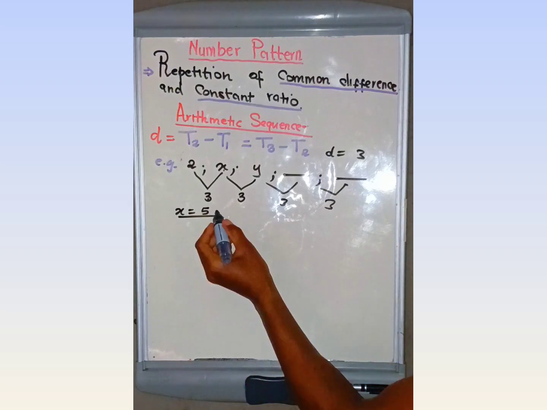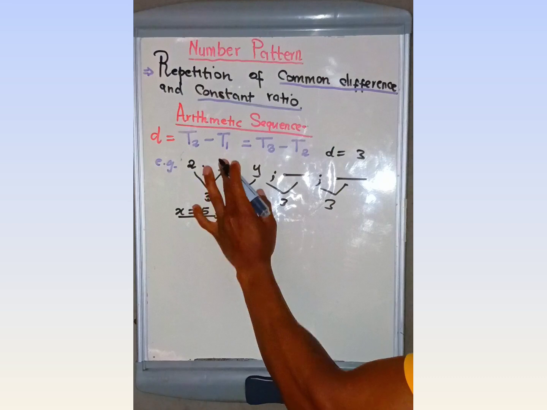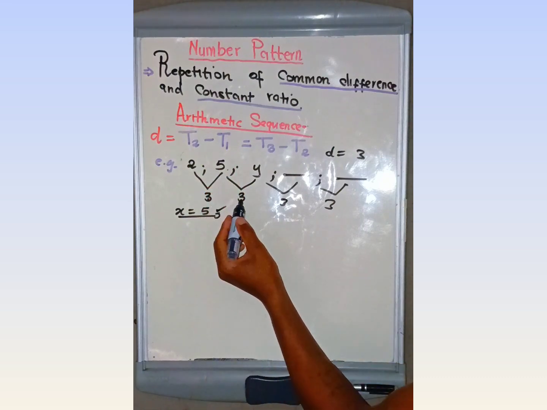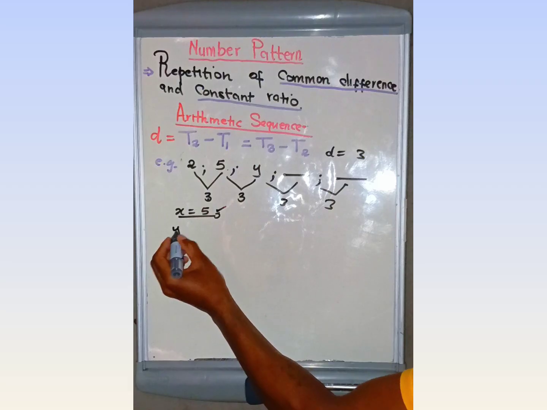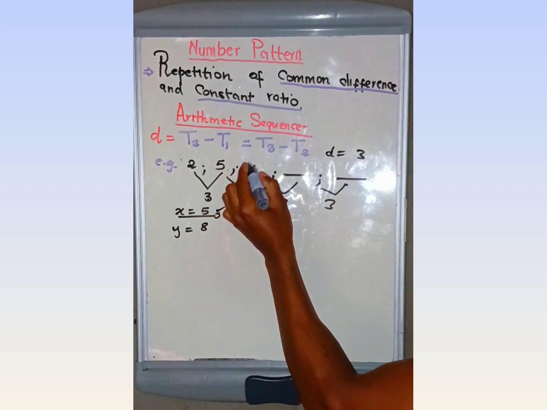Okay, then you got the value of x. Then it's 1 mark. Okay, this is very simple. Then after that, you're going to substitute now. We have 5, then 5 plus 3 equals y. Then y equals what? 8. 5 plus 3 equals 8.